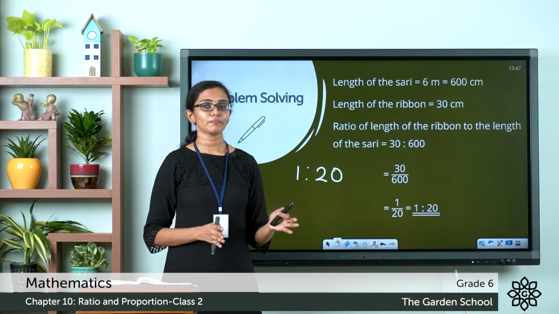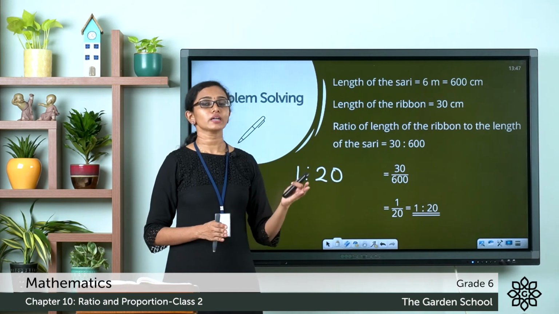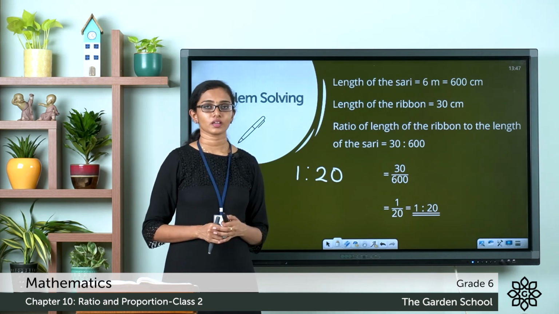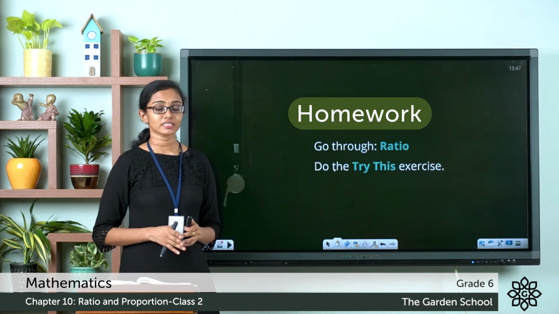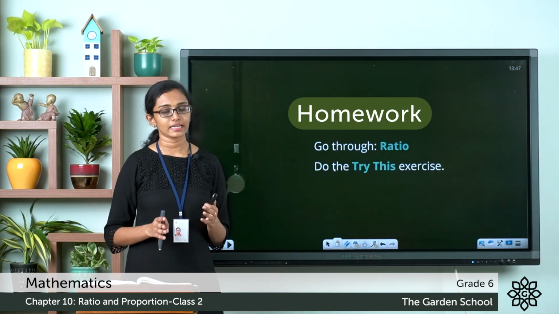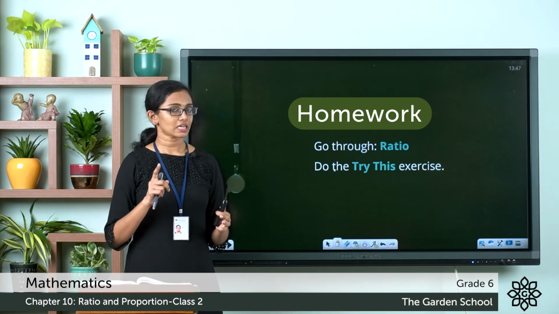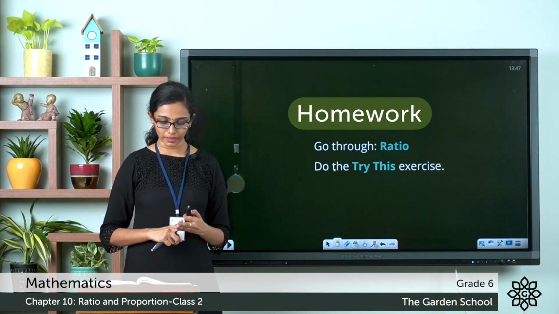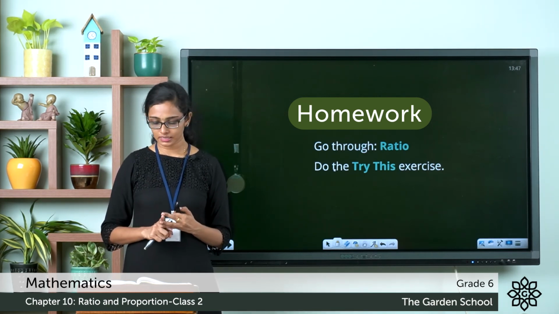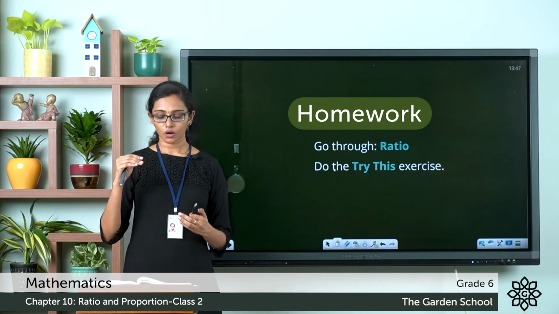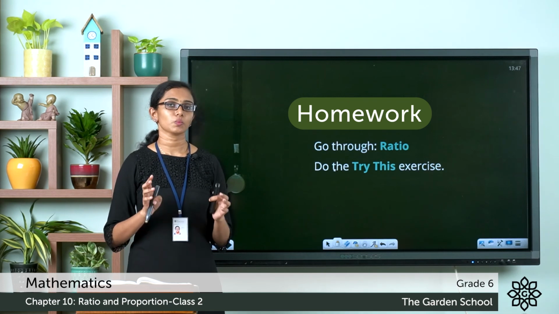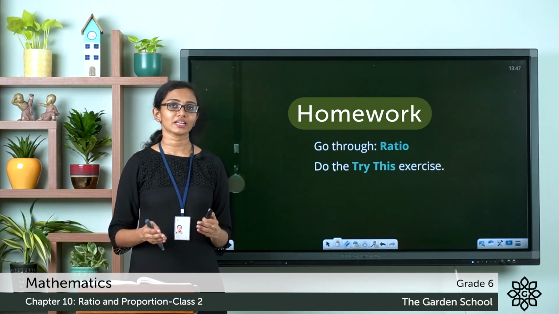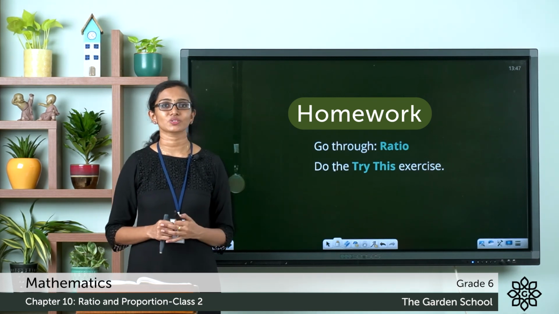So children, this is about the concept of ratio. Ratio is about comparing quantities by dividing one quantity by the other. Now you have to go through this topic once again. This is given in page number 142 under the heading ratio. Now there is a try this exercise given in the same page, and there is one more try this exercise given at the top of the next page. And you have to go through these two exercises and work them out in your notebook. Once you are done, please do take a picture and send us through Teams.